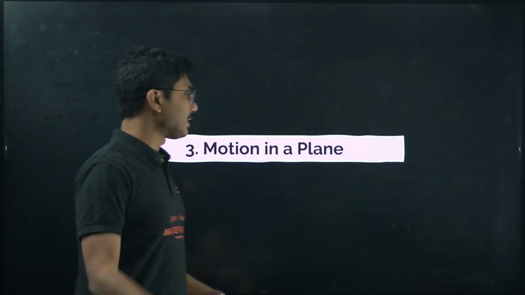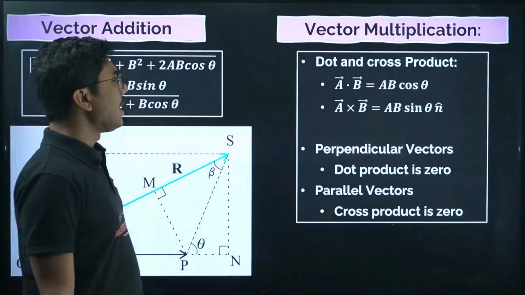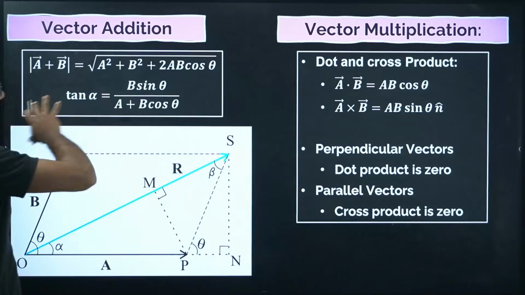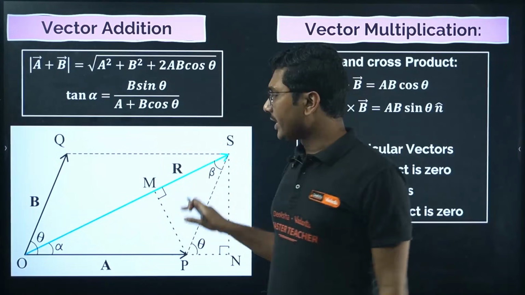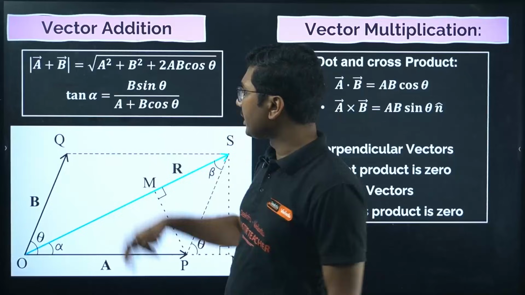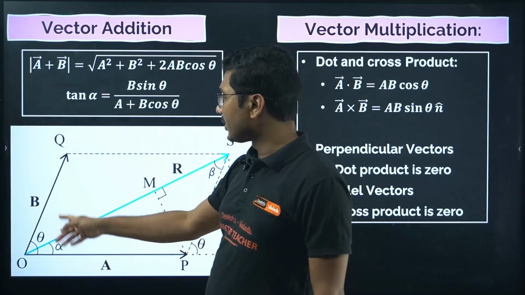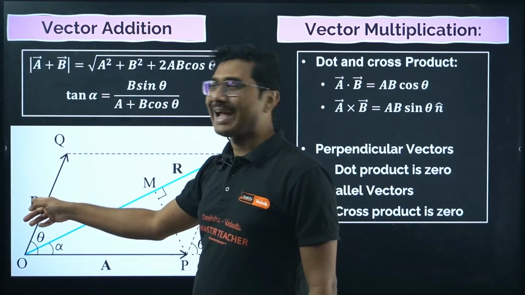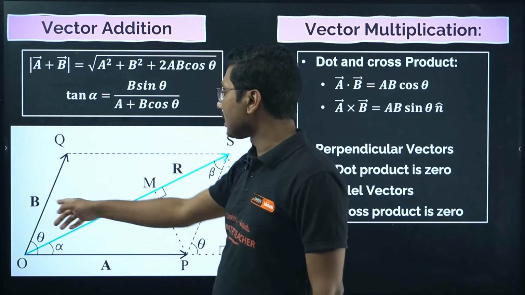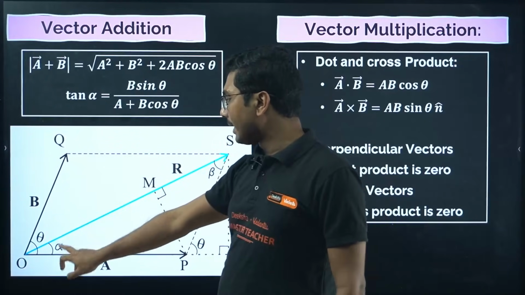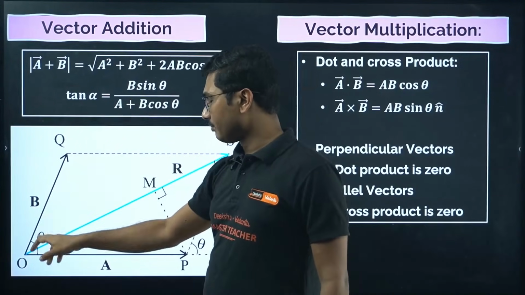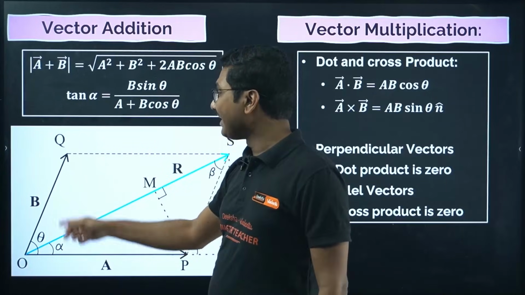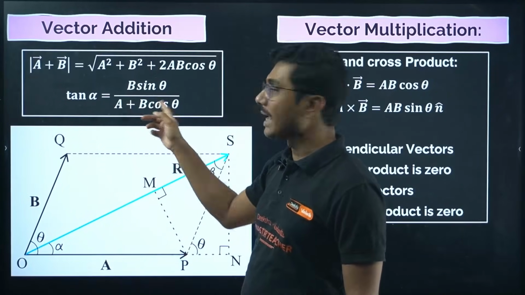Now let's move on to chapter number 3, motion in a plane. Here also, all the formulas are given: vector addition, vector multiplication, and the diagram for vector addition, showing which angle is alpha. Many students confuse which angle is alpha. So alpha is basically b sine alpha divided by a plus b cos alpha. The angle with which you are measuring the vector, that vector comes alone. Otherwise, the vector which is not involved in the angle comes twice, with sine and cos.